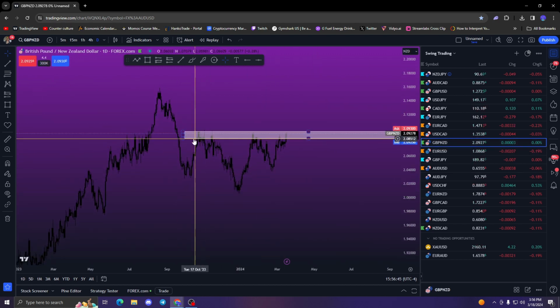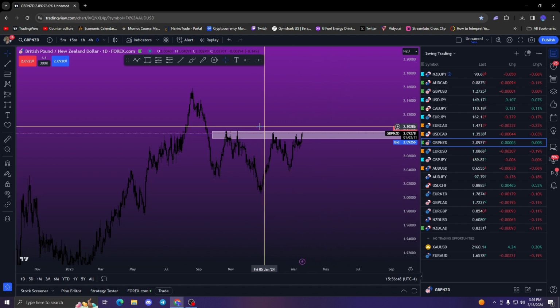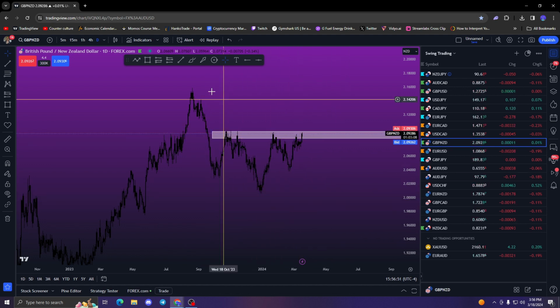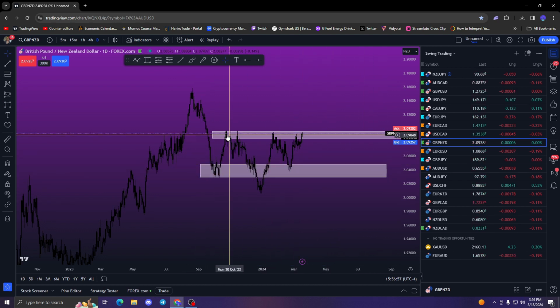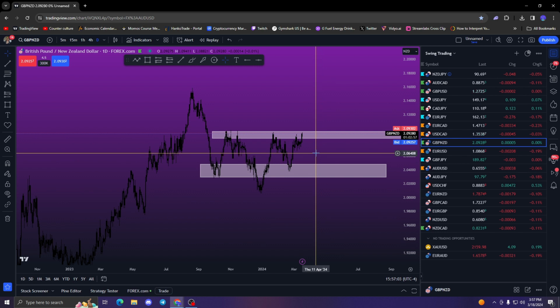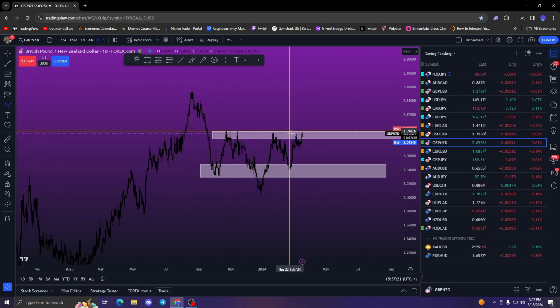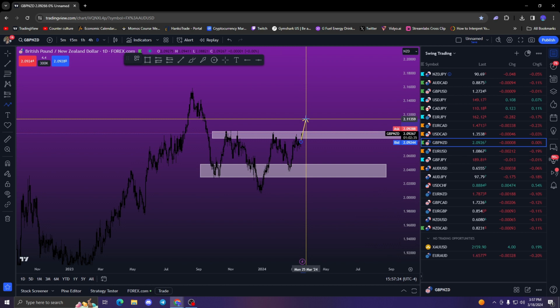GBP NZD. Now, this is a bit interesting, right? We have this resistance zone here. We also have somewhat of a head and shoulders pattern. And this resistance has been tested plenty of times. And the more times a support or resistance zone gets tested, the less strong it becomes, or it becomes less valuable of a zone. So I'm kind of expecting this zone just to get absolutely destroyed, and I'm going to assume that price will break above this zone.